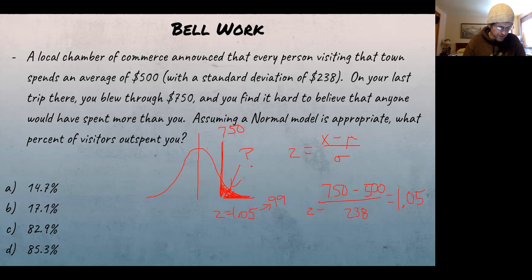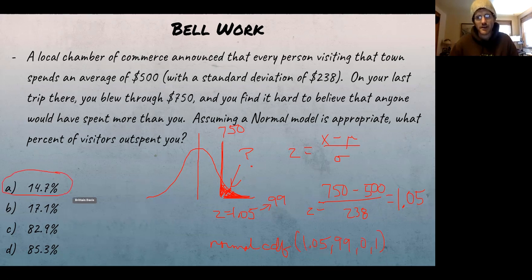And when you plug this into a normal CDF calculation, and if you have to do it by hand, it's going to be normal CDF with your lower bound, 1.05, your upper bound, 99, 0 and 1, always keep those the same, and you get approximately that answer right there.